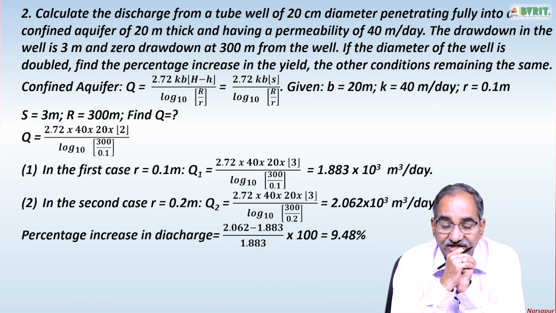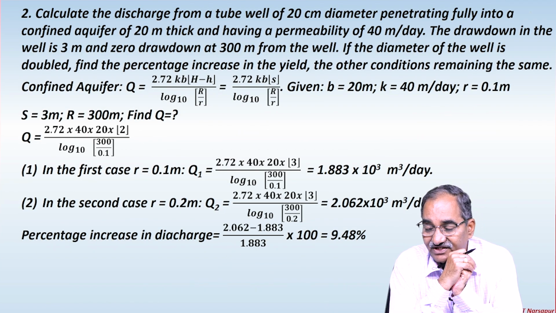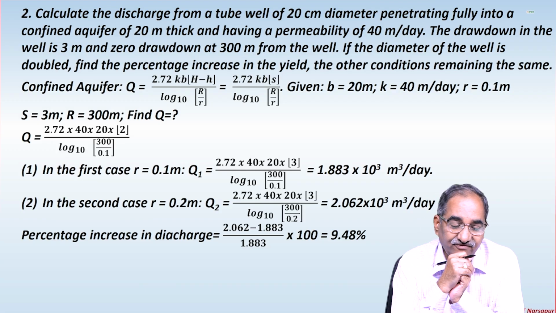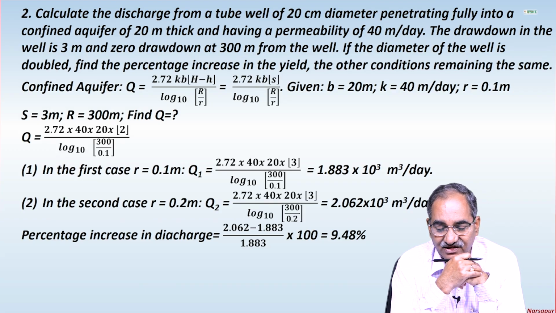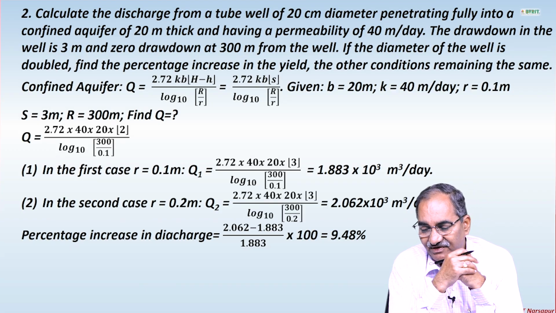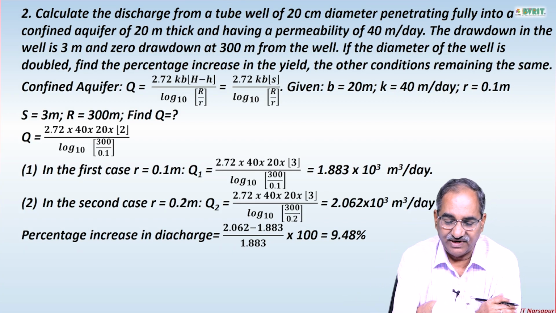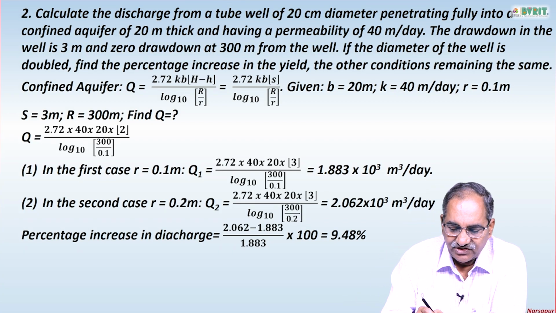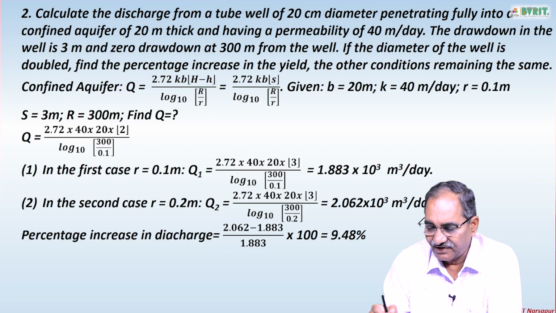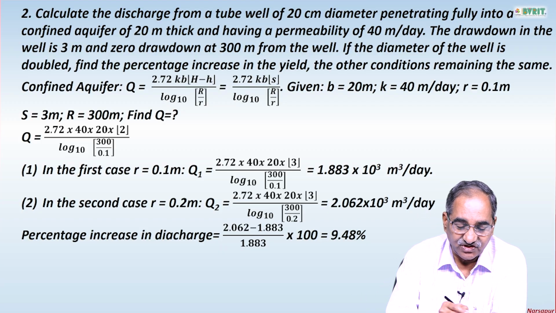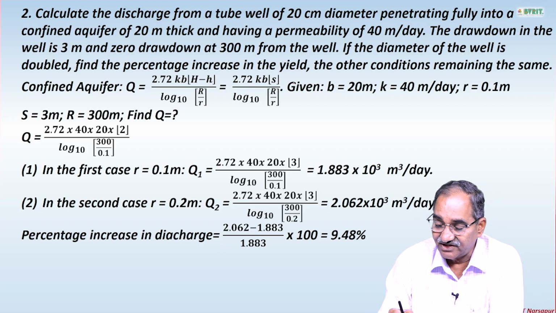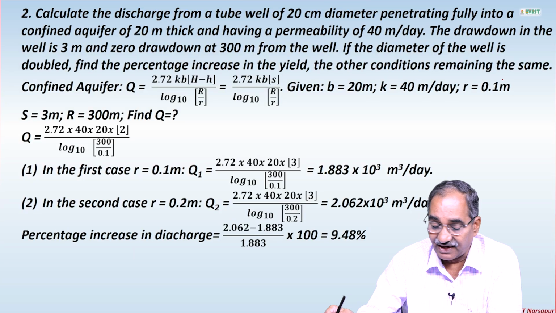Same. Calculate the discharge from a tube well of 20 centimeter diameter penetrating fully into a confined aquifer of 20 meter thickness and having permeability of 40 meters per day. The drawdown in the well is 3 meters and zero drawdown at 300 meters from the well. If the diameter of the well is doubled, find the percentage increase in the yield. The other conditions remain the same.